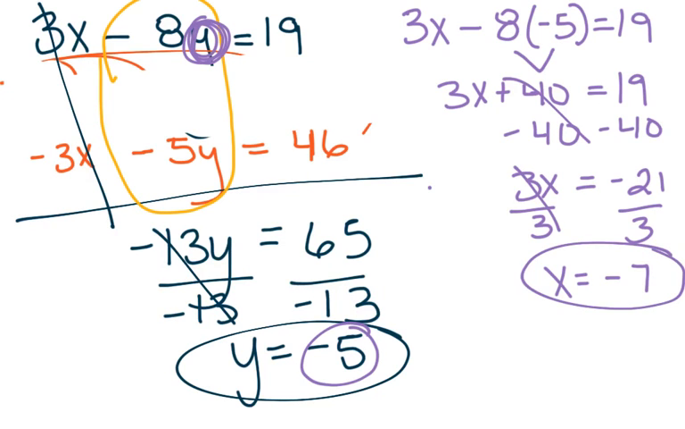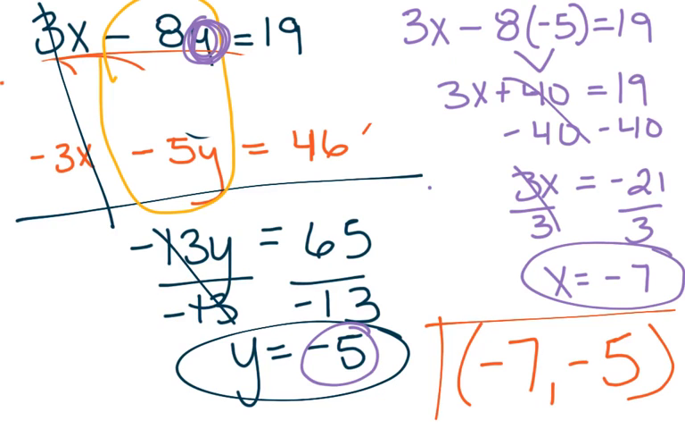So let's put it all together. My whole answer is, for x, -7 and for y, -5. That's my solution: -7, -5. All right, one more.